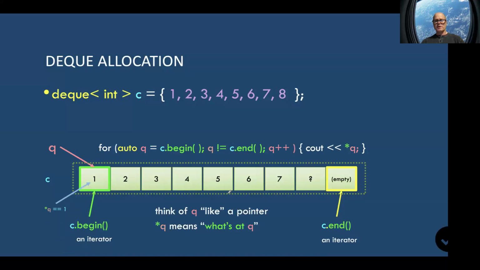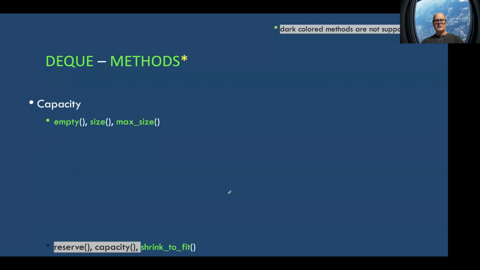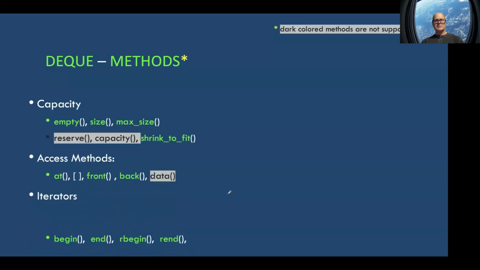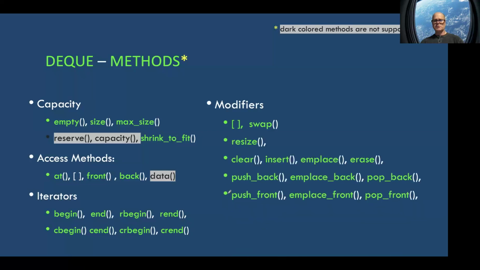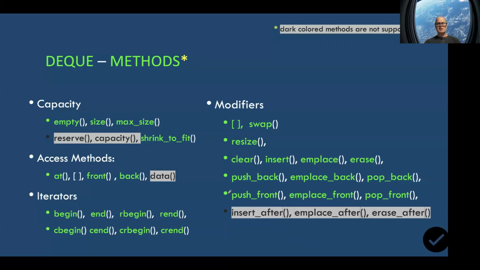So that's all of our pointer stuff. And here are our methods again. So we kind of lost some things, but we gained some things. So I won't drill too much into this, but most of the stuff is there, right? That's pretty cool. So this is a very, very powerful container.